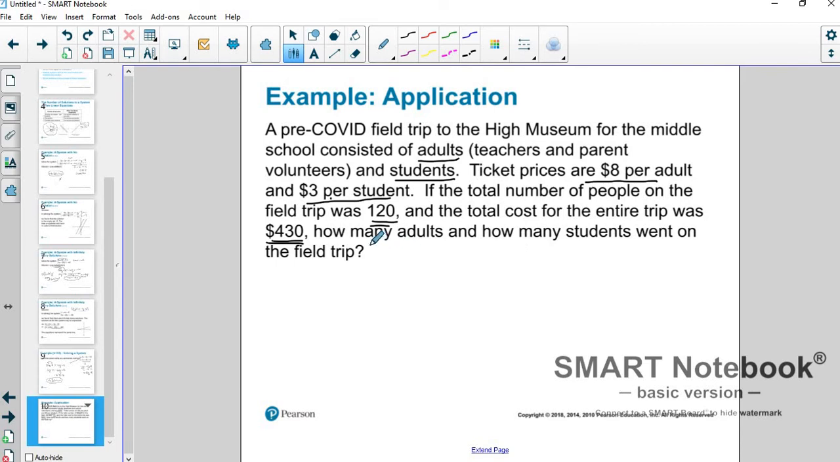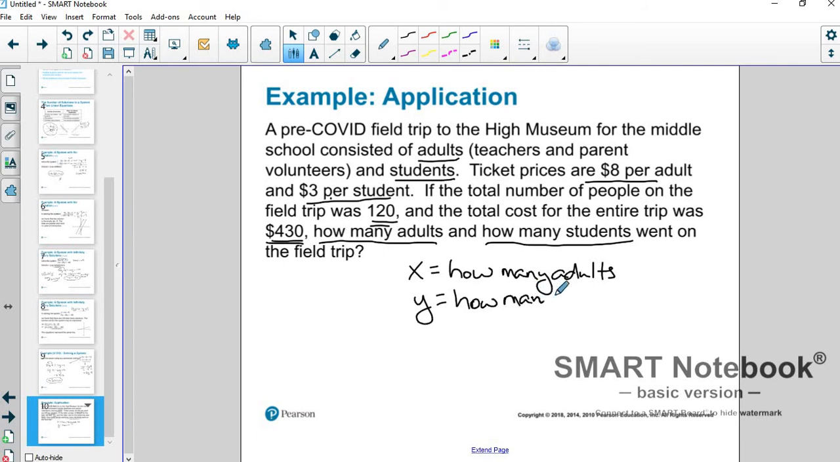So you have two things you don't know: how many adults and how many students. If you don't know them, then you need to call them variables. So x is how many adults. Well, I'll do adults first, I guess. Doesn't matter, right? Y is how many students, or number of students, probably a better way to put it, but either way you're good. And now I need two equations. If I have two unknowns, I need two equations.